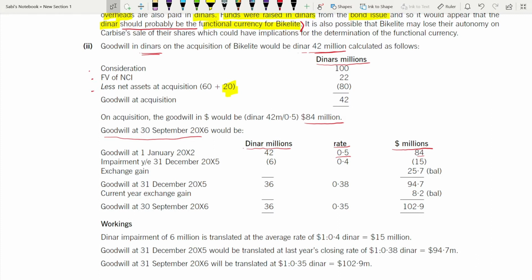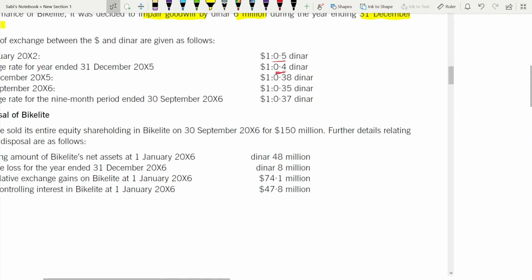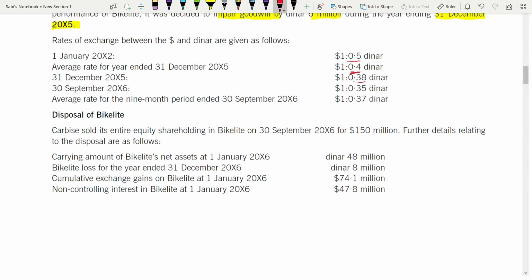Okay, we'll work on the exchange gain part a little later. So for goodwill, after you deduct 6 from 42 on 31st December 2005, it will be 36. Then the rate will be 0.38. How? The 31st December 2005 rate is 0.38.